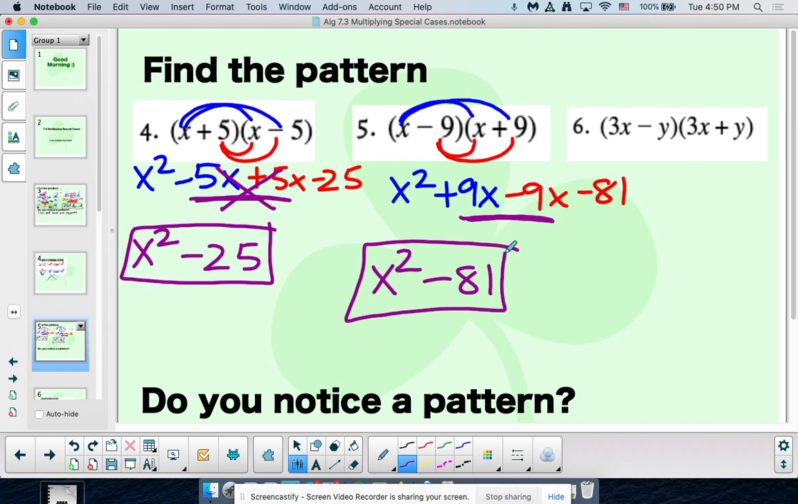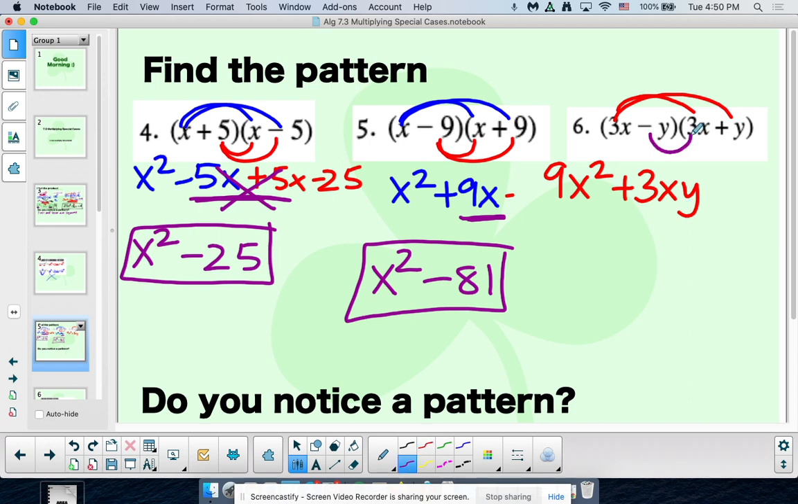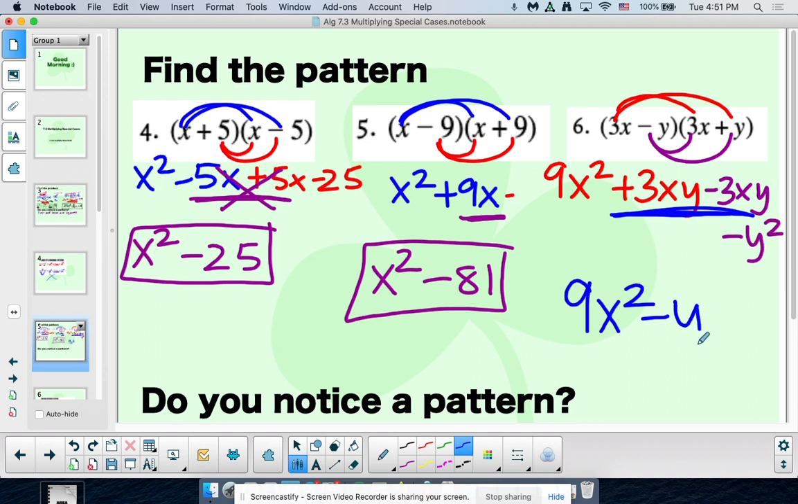Again, I encourage you to pause this video. I know there's variables on this, but see what you can do and then compare with me. Okay, I'm going to go through it. 3x times 3x is 9x squared. 3x times y is just 3xy. Negative y times 3x is negative 3xy. Negative y times y is negative y squared. Again, check yourself. Did we do it correctly? Yep. Our middles will cancel, so we'll have 9x squared minus y squared.